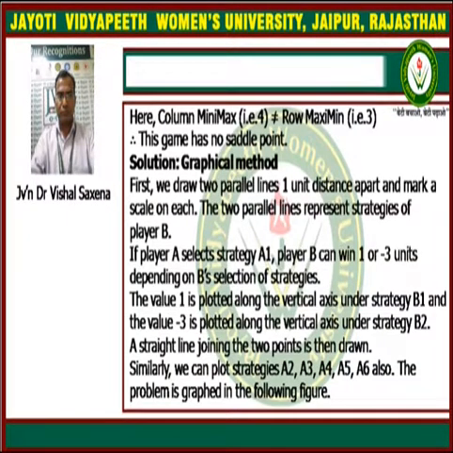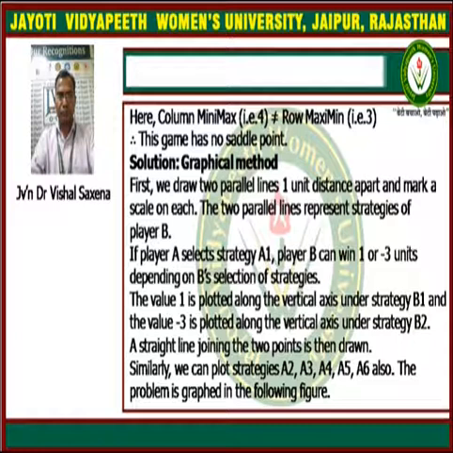Just we have drawn this, and the value 1 is plotted along the vertical axis under strategy B1, and the value -3 is plotted along the vertical axis under strategy B2. In this way we draw the first line for the A1 strategy, where player B can win 1 or -3 units. We can see these points from the payoff table. In a similar way we can draw the other lines.